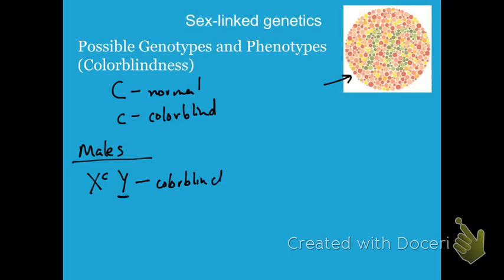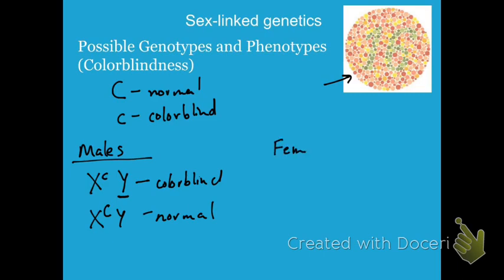So this is actually why males are more likely to be colorblind, because females have an extra X to kind of get that dominant allele. Whereas males only have one chance, and they get it from their mom, because they got the Y from their dad, right? And so if a male is normal, then he would have a big C on the X. So males only have one allele. Why? Because they have only one X chromosome.